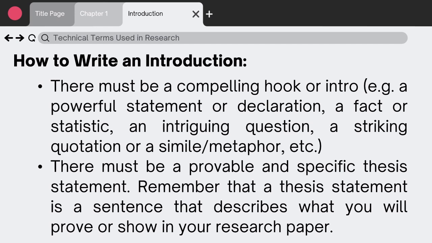And there must be a compelling hook or intro: a powerful statement or declaration, a fact or a statistic, an intriguing question, a striking quotation, or a simile or a metaphor. There must be a hook to pose interest or uniqueness to your study. And there must be a provable and specific thesis statement. Remember that the thesis statement is a sentence that describes what you'll prove or show in your research paper. Take note of these things when writing an introduction.